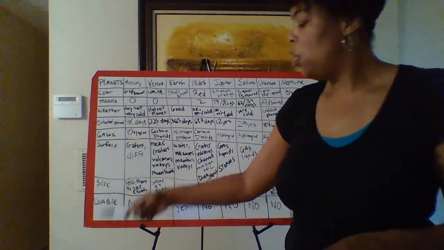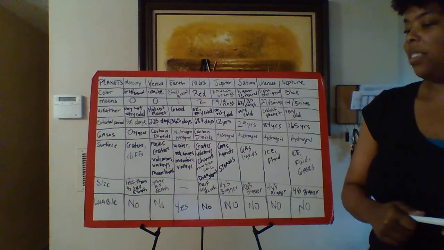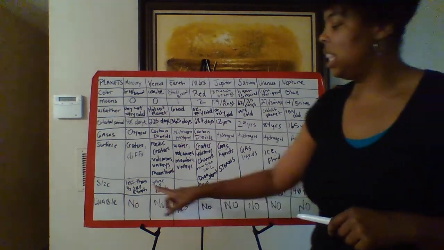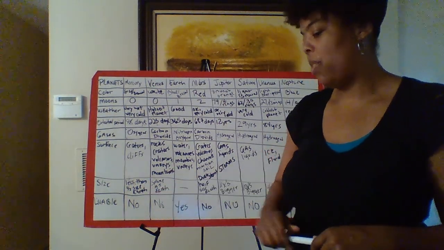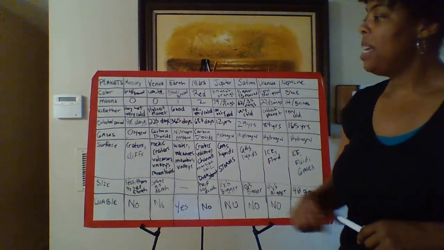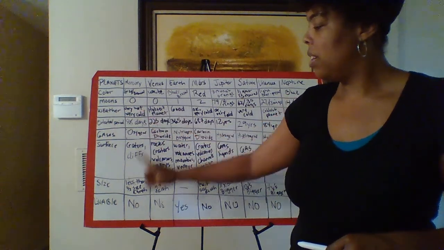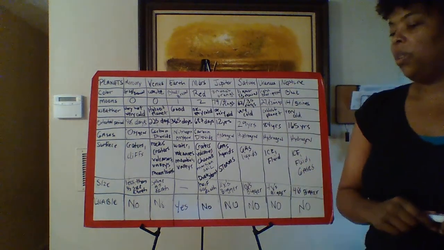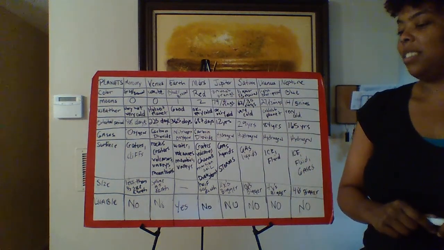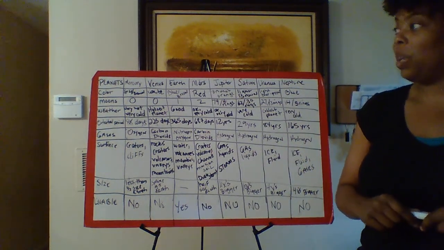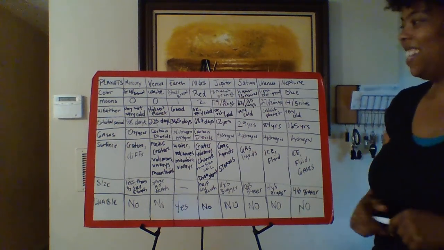Size. Now, if you look at this picture, is the size of Mercury smaller or bigger than Earth? It's actually less than half the size of Earth. So with that being said, because of the weather, do you think that Mercury is livable? Can we live on Earth? Can we live on Mercury? No, that's right, we can't.